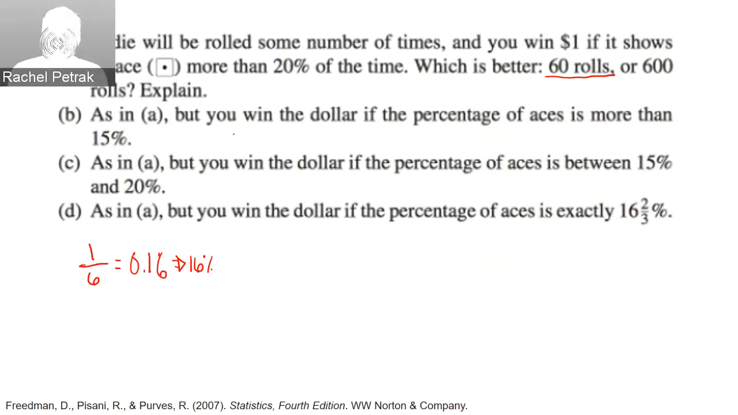So now we have the same scenario. You win the $1 if the percentage of aces is more than 15%.